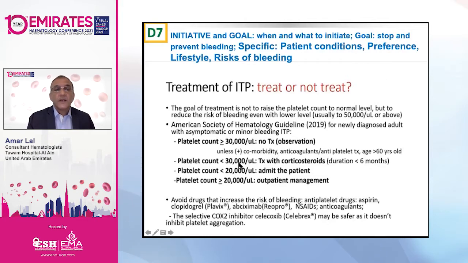Now, if the patient is less than 30,000, start treatment with a steroid, but don't admit. But if the patient has platelets less than 20,000 and is bleeding, admit the patient. If more than 20,000, don't admit; outpatient management. An important pearl: please keep in mind, avoid non-steroidal anti-inflammatory drugs, and if the patient is on anticoagulation, just keep an eye.